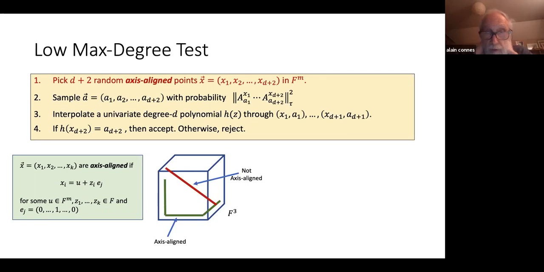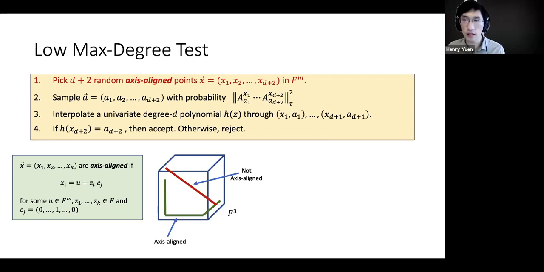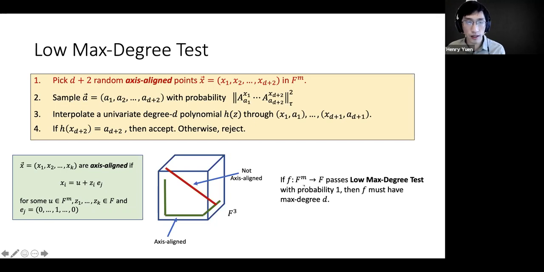So you mean the notion of degree that you have depends on the axis, of course. So it's not invariant under transformations. That's right. And it's also not too hard to see that if you have, say, a classical function that passes this low max degree test with 100% probability, then f must have max degree D. Right, so this is a local characterization of max degree D.